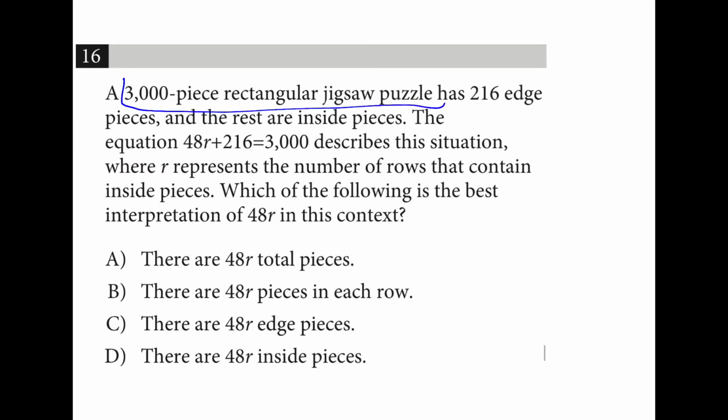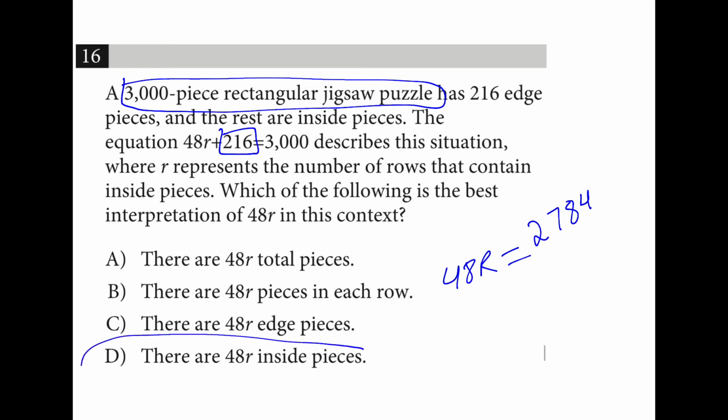A 3,000 piece jigsaw puzzle, there are this many edge pieces. So if we subtract that, what's left, 48R, is going to be 2,784. And that is going to tell us the total number of inside pieces. We don't know exactly how many are in each row, and it wouldn't make sense to say 48 times R. Now if it said there are 48 pieces in each row, that's different than 48R pieces. That's why D is the right answer.